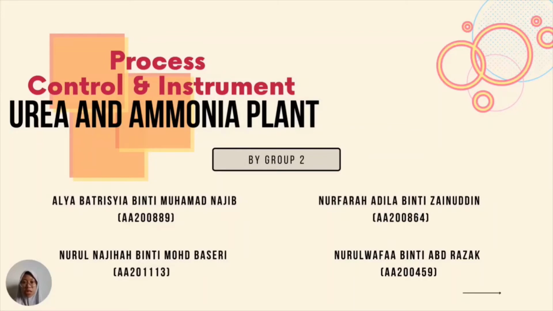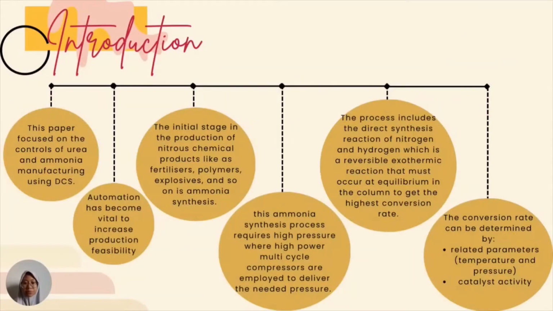For this project, our group that consists of members, including me, will explain about process control and instrument in urea and ammonia plant. So, as the first presenter, I will explain about the introduction. First of all, this paper focuses on the controls of urea and ammonia manufacturing using DCS because automation has become vital to increase production feasibility that help to minimize human errors.